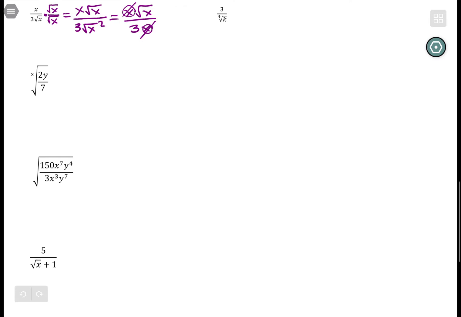This is a big quotient. Those x's are both factors, so multiplication, division are inverse operations. We can cancel, and I just have root x over 3. So it simplifies really nicely.